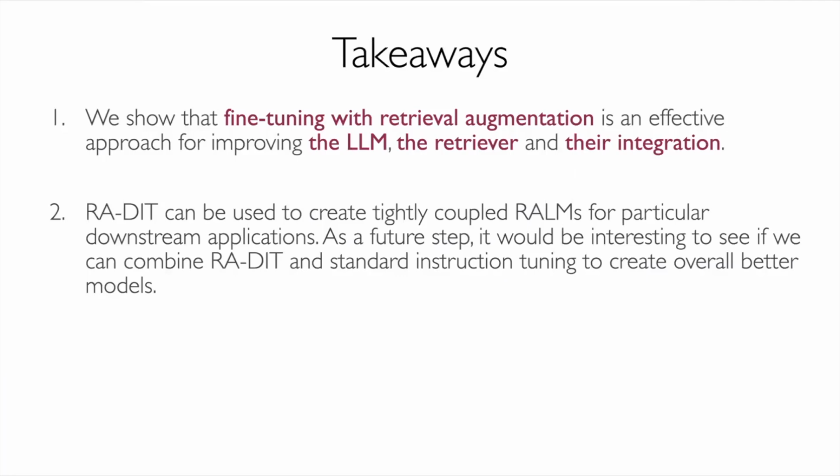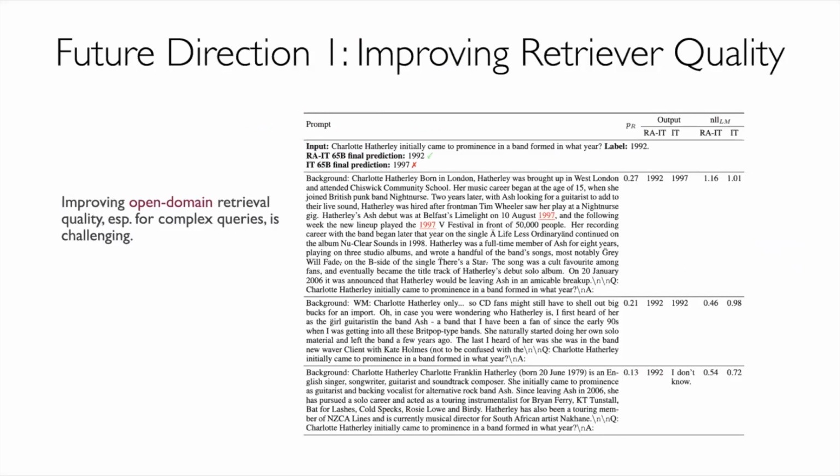Cool. So with this, I wrapped up the experiment session. For this talk, the takeaway is that we present the RA-DIT approach, which enhances retrieval-augmented language models using lightweight multitask fine-tuning. We show that this approach is able to improve the language model, the retriever, and also their integration. In our experiments, we show RA-DIT over multitask instruction tuning, but we think it can also be used to create tightly coupled RALMs for particular downstream applications, like FAQ over internal documentation, where a particular RAG application is useful. On the other hand, it can possibly also be blended with the standard instruction tuning approach to create overall better models.